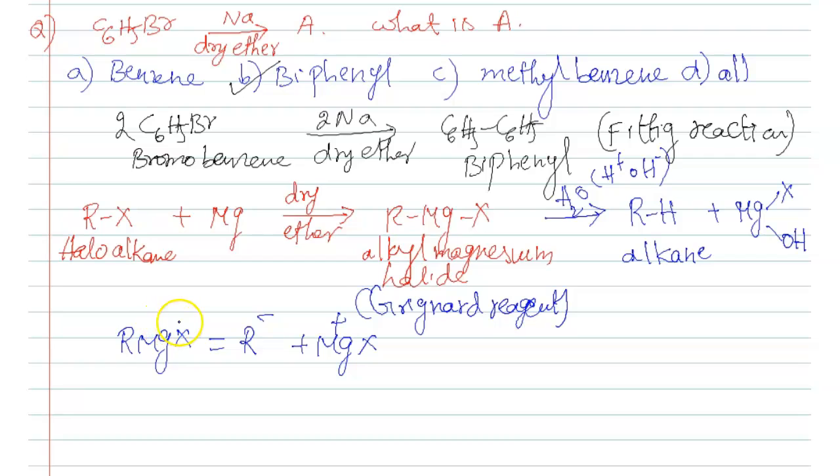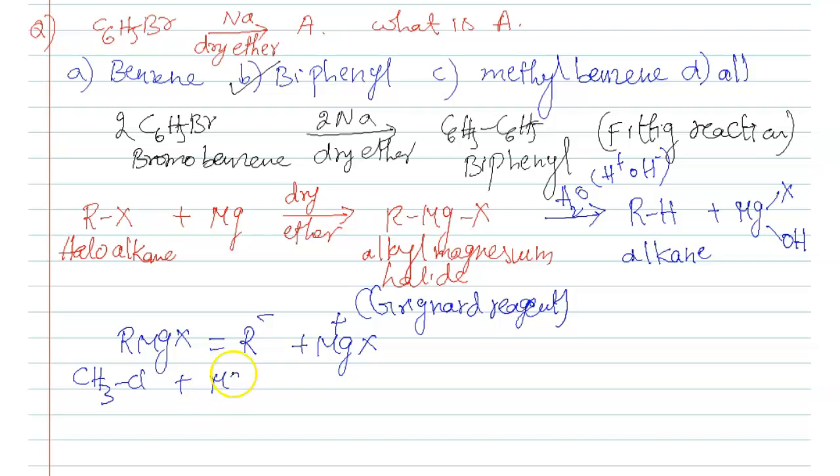So RX, haloalkane, reacts with magnesium in presence of dry ether and forms Grignard reagent. The specialty of Grignard reagent is that R contains the minus part. And when it reacts with water containing H plus and OH minus, R minus combines with H plus, then forms RH, and the remaining MgX reacts with the OH.